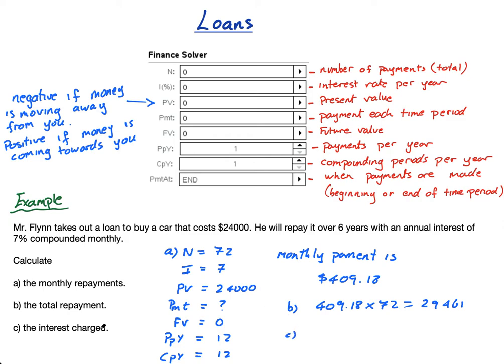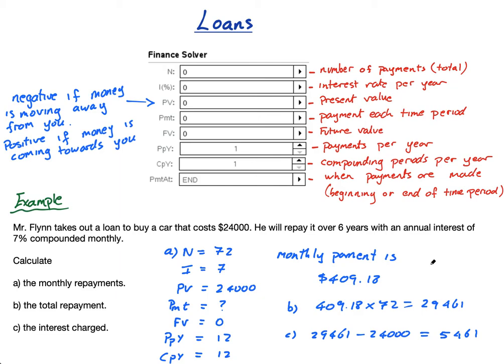And then the last question is quite easy. It says the interest charged. So this is what it cost. This is what I paid. How do I find the interest? Well, just subtract it. 29,461 minus 24,000 equals, I'm just going to do that in my head, $5,461.